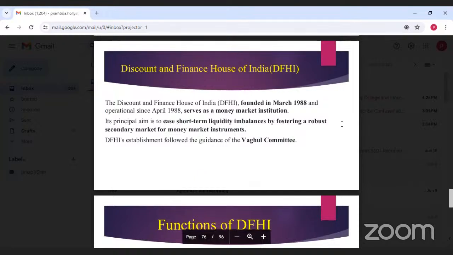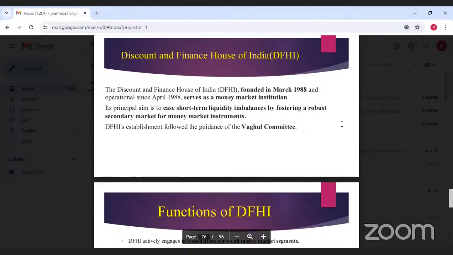Now we are done with all the concepts of financial market, stock market and all. We'll move on to the other aspect. DFHI, Discount and Finance House of India, was founded in the year 1988. It is also one of the active money market instruments, established as per the guidance of the Vaghul Committee.